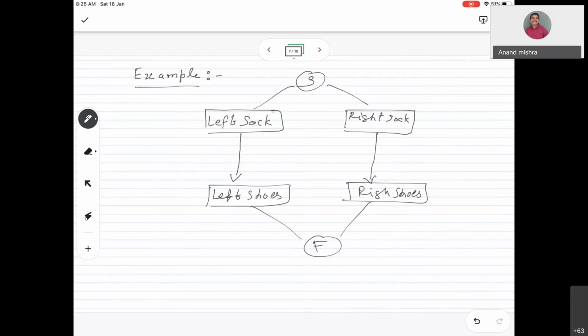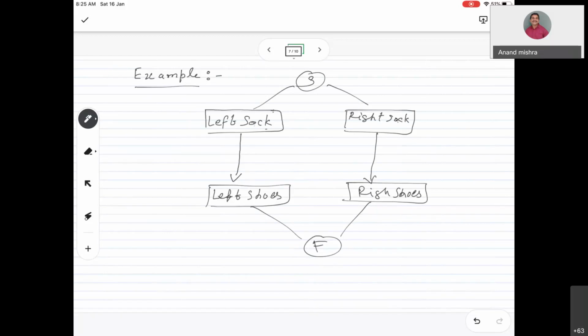I'm just trying to give the example here. What is happening is either you can put the left sock or the right sock, so you have flexibility there. But once you put the left sock, then only you can put the left shoe. Once you put the right sock, then only you can put the right shoe, and so on. Once you have done both, then you are finished, right? We'll see the example in slightly more detail, but this is the example.